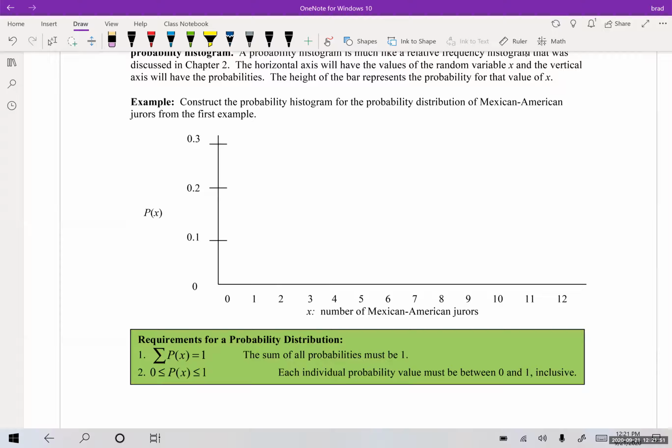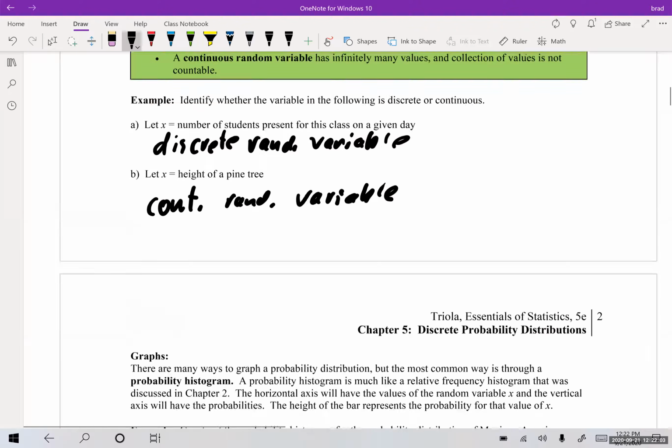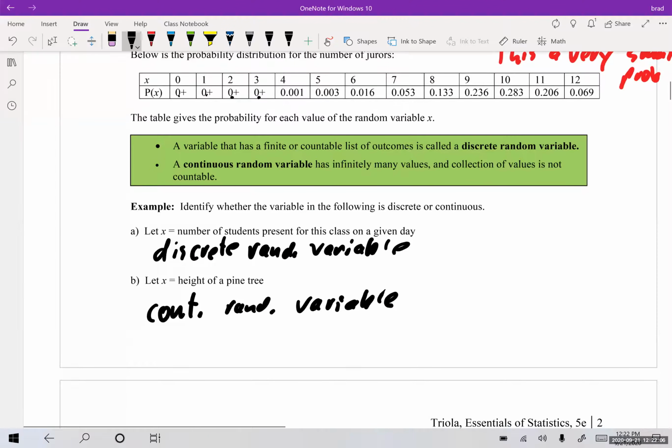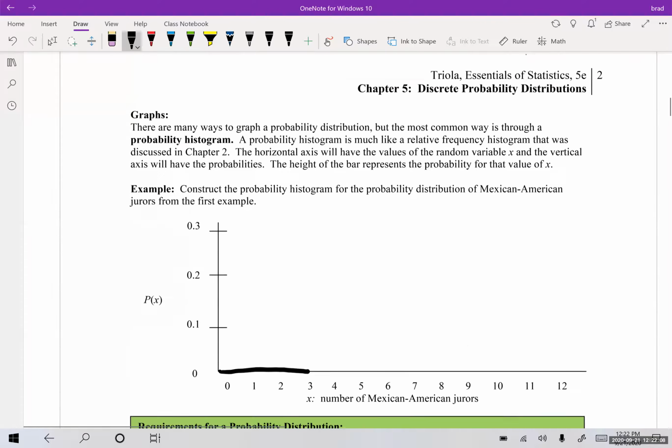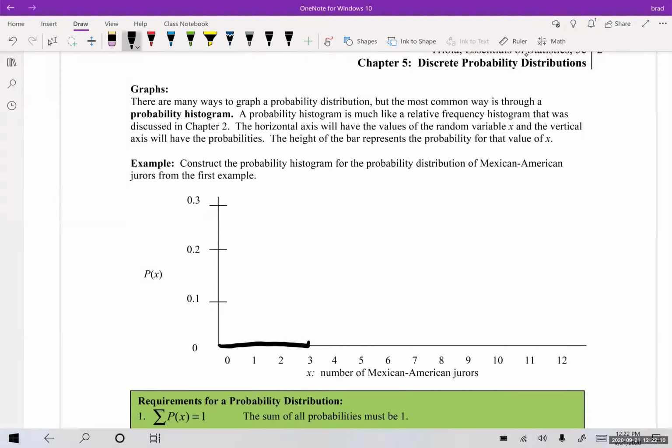No, I don't think that'll look quite right. I guess, you know what? Let's just do this. Okay, so there's the 0, right? So 0 through 3 is none. And then let's do 4. What's the probability of 4 people on the jury that are Mexican American? 0.001. So I can't even barely see it. Just for the sake of drawing, I'm going to put it there.